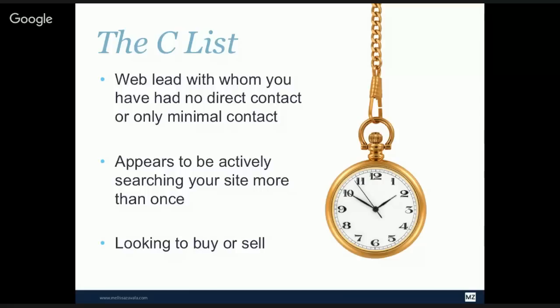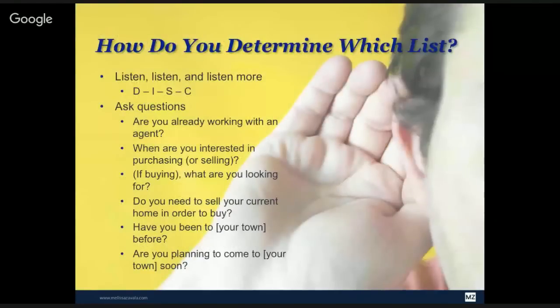So all of these people, obviously, if you don't have legitimate data for them, then they don't count at all. And then you've got to kind of determine which list to put them on. Those are some good parameters, but you can also listen.